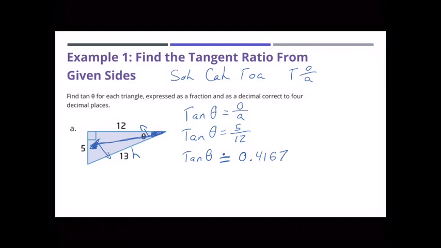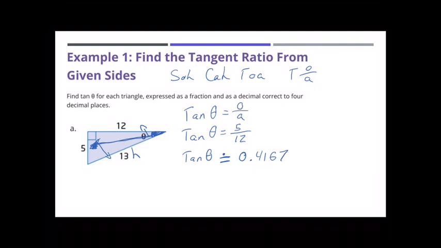In future, we're going to figure out what the angle is based on this. But this question is just asking for tan theta. It's not asking for what theta is. So there's one more step. So this is correct based on what's being asked. But the next step would be to start with tan theta equals 5 over 12.